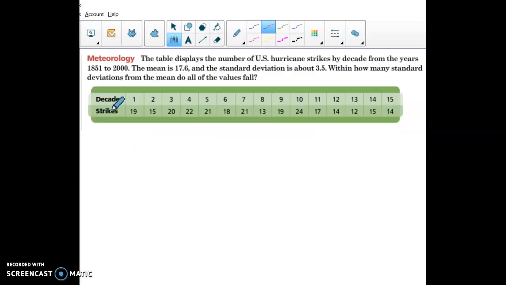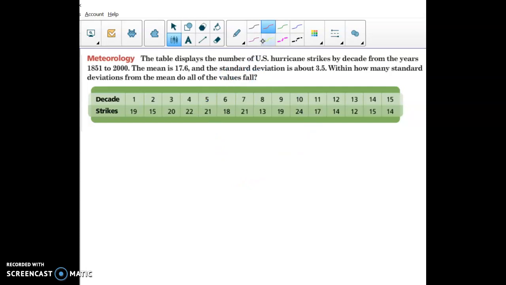But this is hurricane strikes by decade. So here are the different decades they've had. And the mean number of hurricane strikes in a decade is 17.6, so almost 2 a year. This is a 10-year period. The standard deviation is 3.5. Within how many standard deviations from the mean do all the values fall?